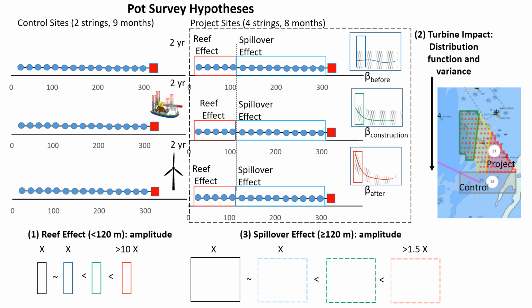The reef effect is specified to the first 6 pots, that is 120 meters or less, and is tested for both control versus project areas and for before, during, and after periods, that is during construction and after construction, within the project area. The spillover effect is specific to the remaining 9 pots, that is greater than 120 meters, and compared similarly between and within regions. Gradient functions shown on the right are considered as both changes in form and in variance for the project area between baseline, construction, and after periods.